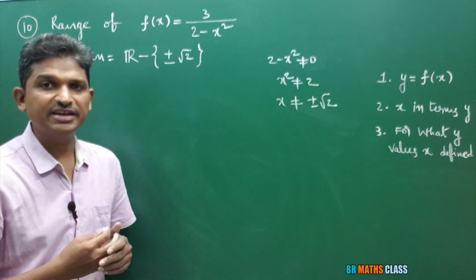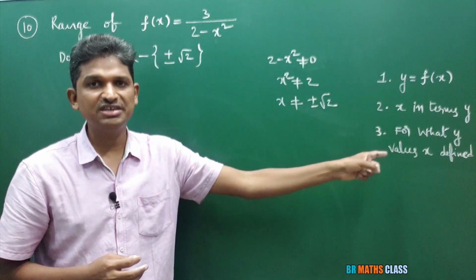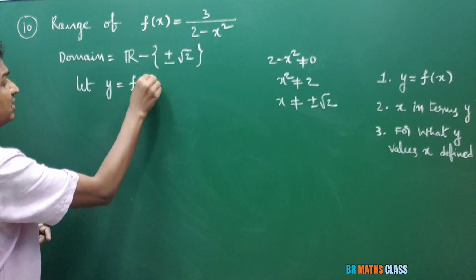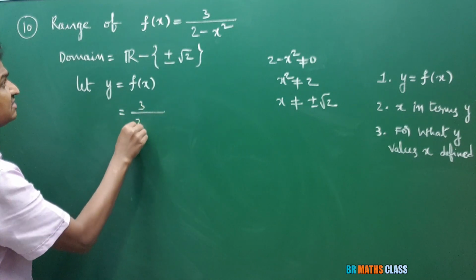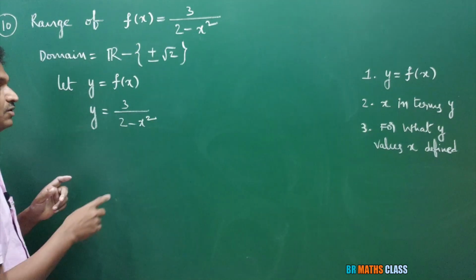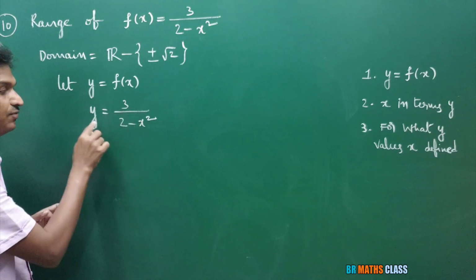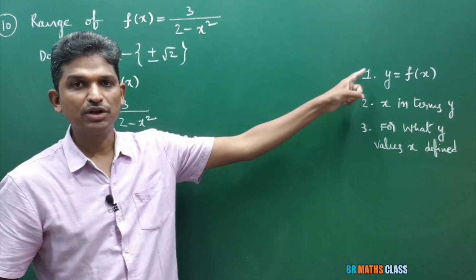Now I need to calculate the range. To calculate the range, I will follow these three steps. First step: take the given function f of x as y. What is f of x? In the question they gave that f of x is 3 divided by 2 minus x square. So I take the given function f of x as y. First step is over. What is the second step?